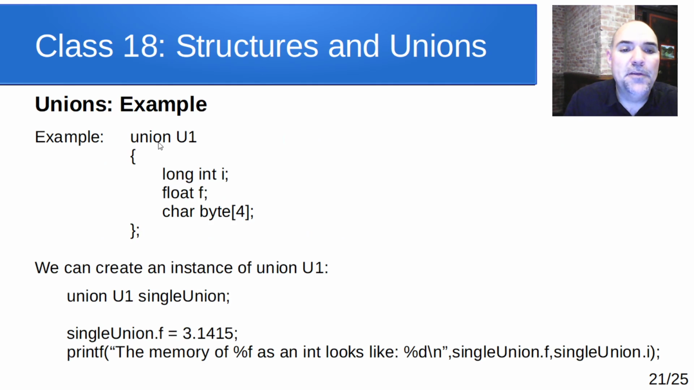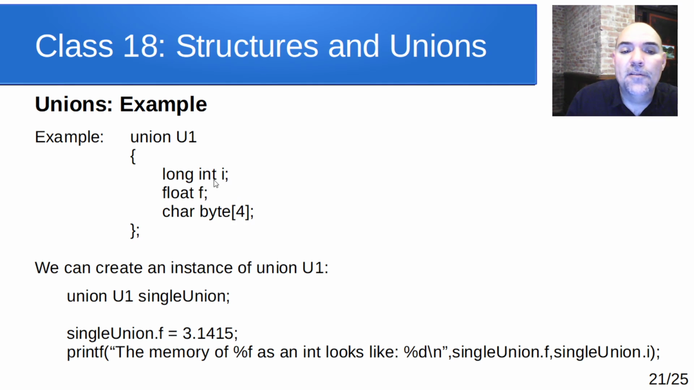Here's an example union, and this one isn't really necessarily useful for anything, but I say union U1. That's the name of it, just like you said struct and give the structure a name. I'm saying union and giving the union a name. Then down here, that's saying that inside of that union, one of the ways we can look at that memory is as an integer called I, a long integer called I, or a float called F, or a character array that's 4 bytes big.